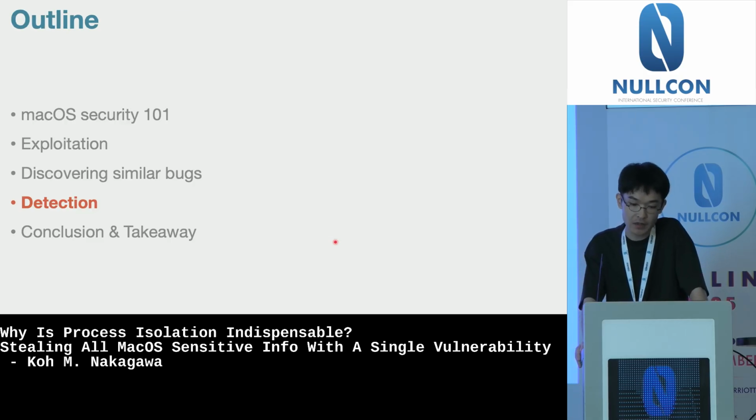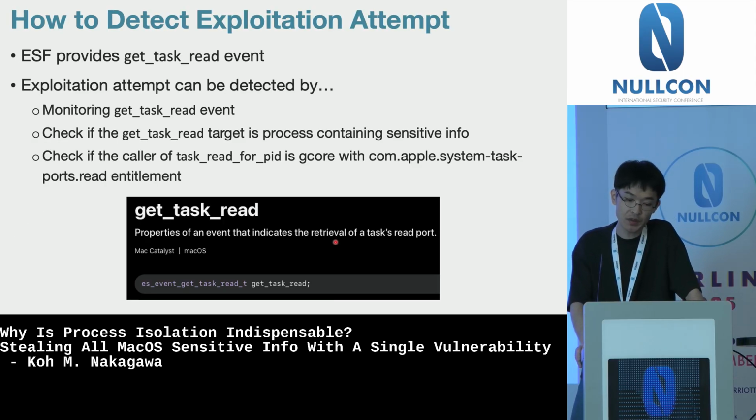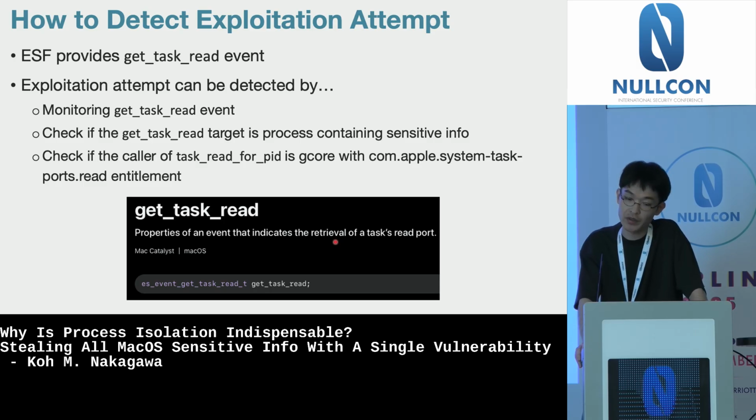Finally, let's touch on detecting exploitation attempts. The Endpoint Security Framework provides a getTaskRead event. This event is triggered whenever a process tries to obtain the task read port. To detect an attack, you monitor the getTaskRead event, check if the target process contains sensitive information, and verify whether the caller of task_read_for_pid is the gcore binary with the system task port read entitlement. If all those conditions are met, there's a high chance this vulnerability is being exploited.